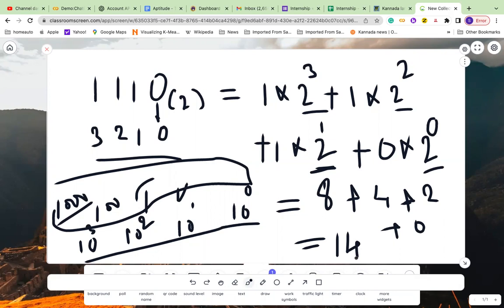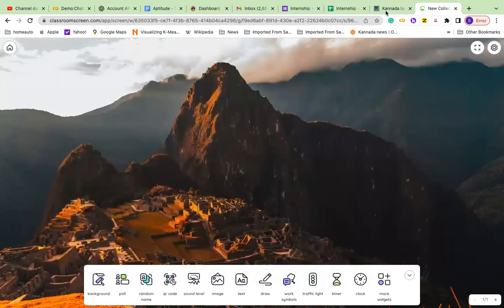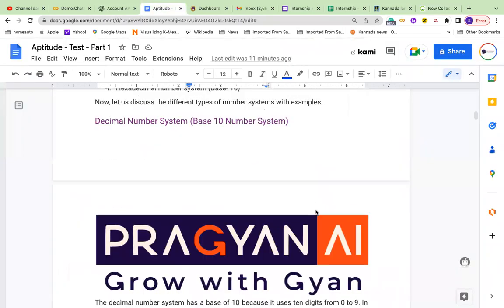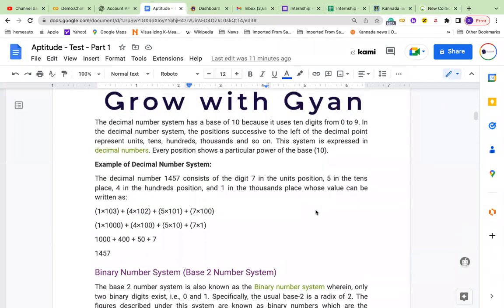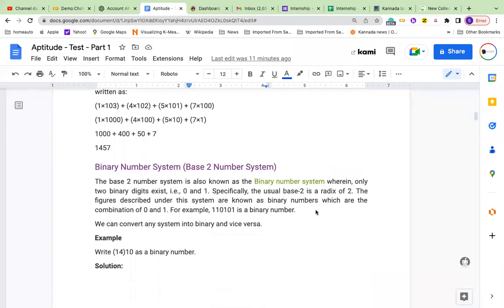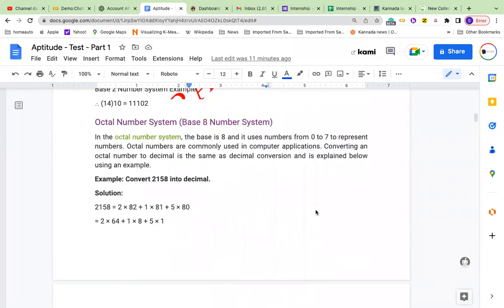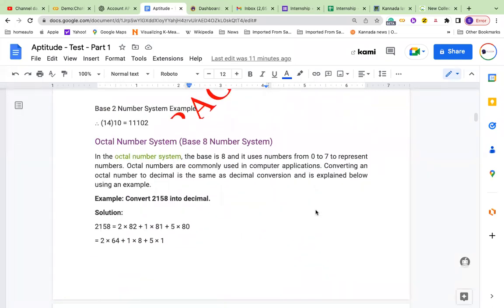Any questions? No, sir. Okay, so that is the first thing we should be learning. Next, what else? Same thing, what are the conversions we have to cover? Decimal number system, binary number system, and binary number conversion we have done. Same thing with the octal number conversion.